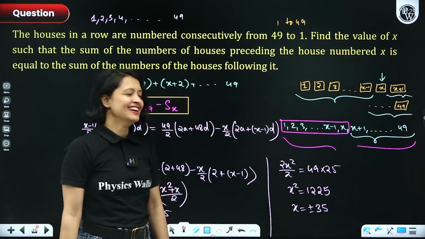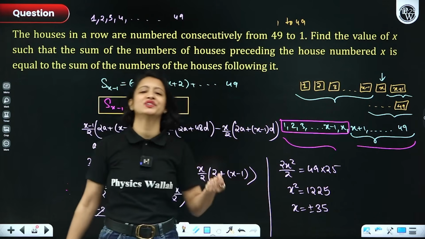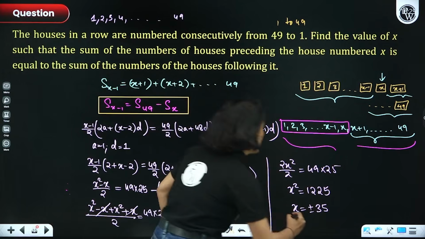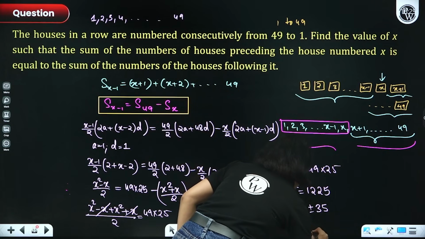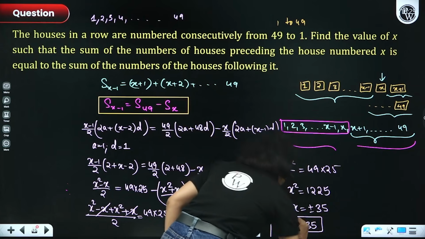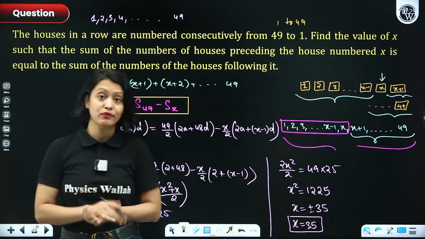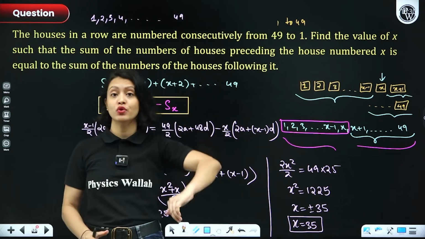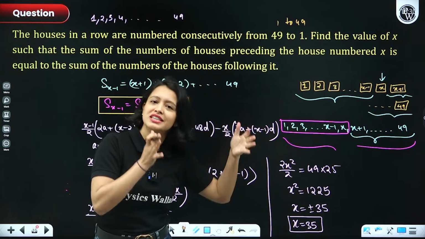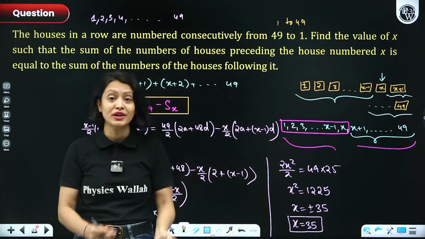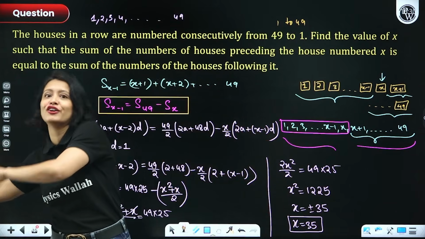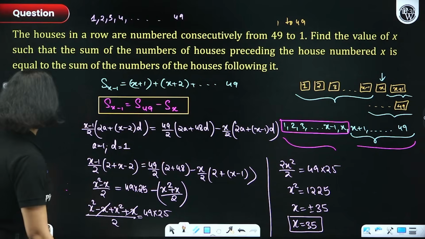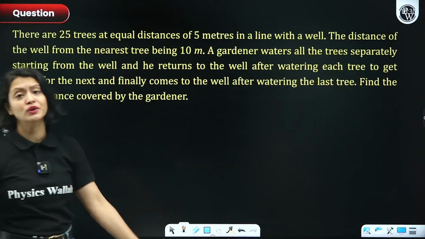Right, everyone? Now clearly negative 35 won't be possible, like the houses are not numbered in negative. So the only correct answer would be 35. That means 35 is the number between 1 to 49 such that the sum of numbers till 34 would be equal to the sum of numbers from 36 till 49. How cool is that? So yes, that's the answer, everyone. With that, let's move on to the next word problem.